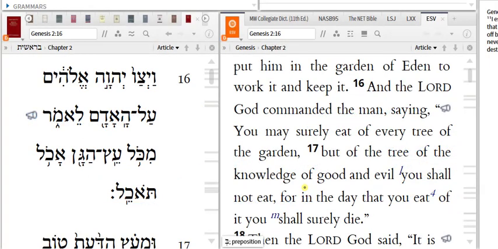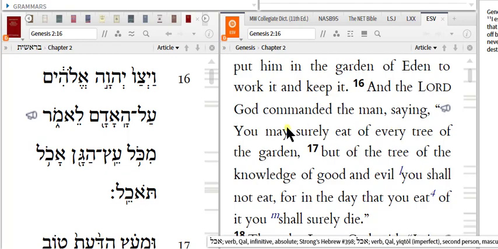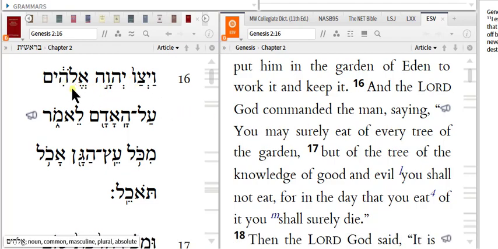Okay, so in Genesis 2:16, the Lord God commands the man saying, Vayitzav Adonai Elohim al ha'adam lemor. And here's the quotation, Mikol eitz hagan, from every tree of the garden. And look at what I have, achol tochel. What form of achol is this? Infinitive absolute. Tochel is the Qal imperfect 2ms. Tochel, and this is from the verb to eat. So eating, you may eat, or you may surely eat. So this is a granting of permission, and using the infinitive absolute strengthens that notion. All right? You may surely eat.